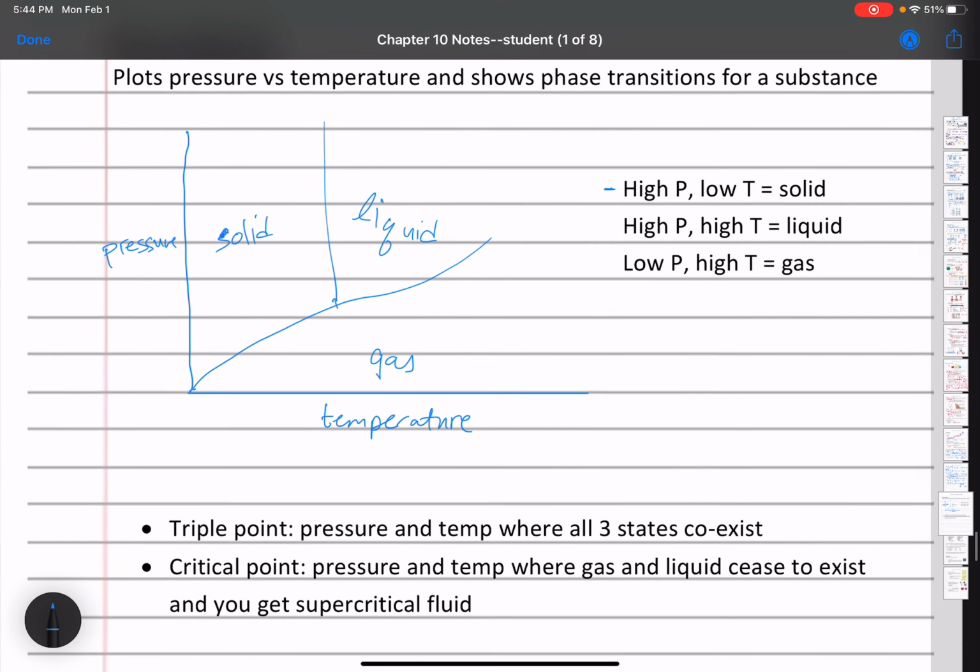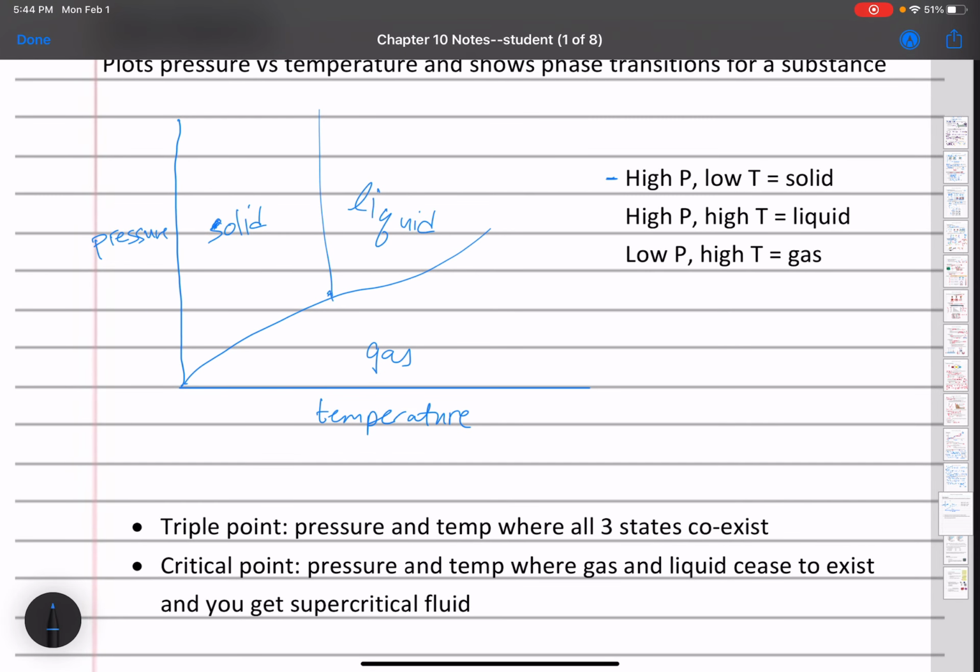Some other anatomy of these phase diagrams. This point right here is called the triple point, okay? And the triple point is a magic coordinate, a magic pressure and temperature. It's not really magic, but I think it's kind of magical, where a substance can exist simultaneously in the solid, liquid, and gaseous state. So only at that one special temperature and pressure is where all three states can actually exist.